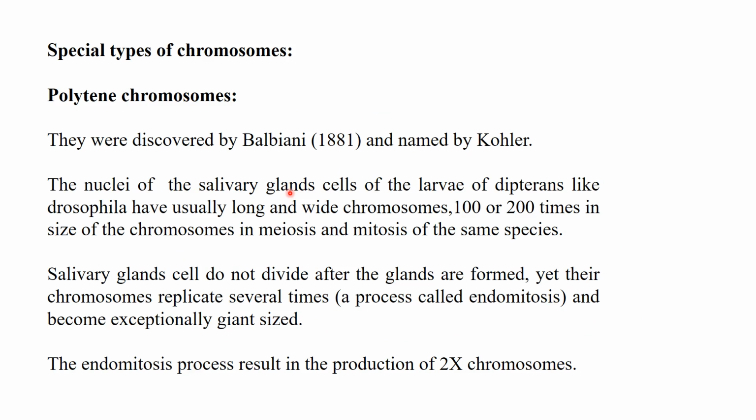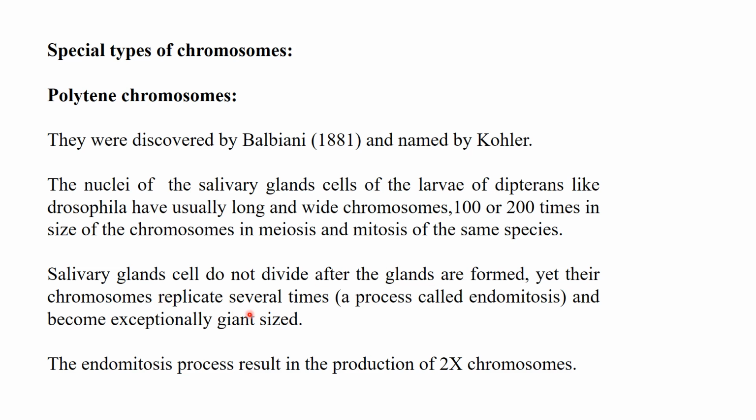Polytene chromosomes. These chromosomes were discovered by Balbiani in 1881 and named by Kohler. They are mainly found in the nuclei of the salivary gland cells of the larvae of dipterans like Drosophila, and are usually long and wide, 100 or 200 times the size of the chromosomes in meiosis and mitosis of the same species. Salivary gland cells do not divide after the glands are formed. जब glands formed होते हैं, salivary glands never divide.